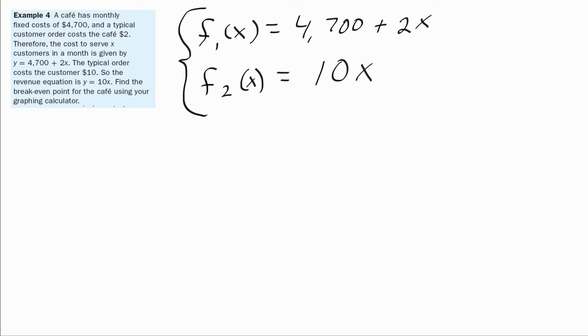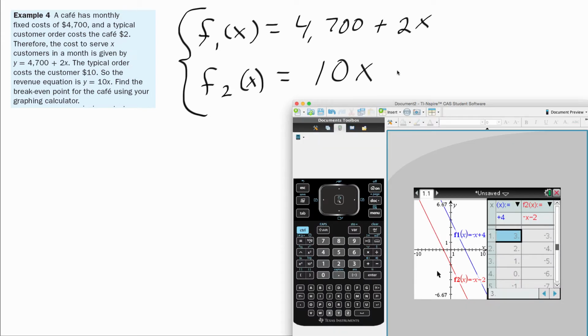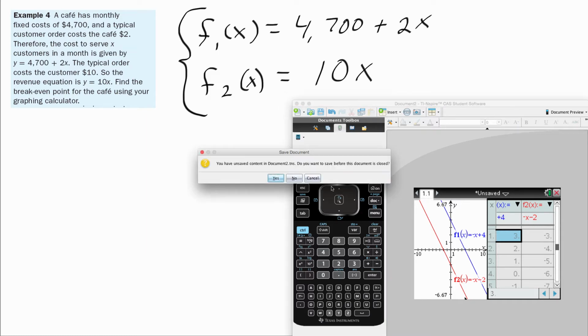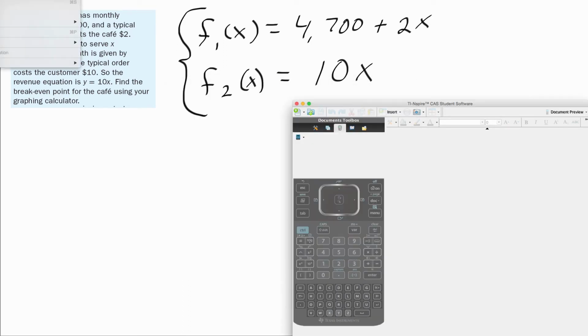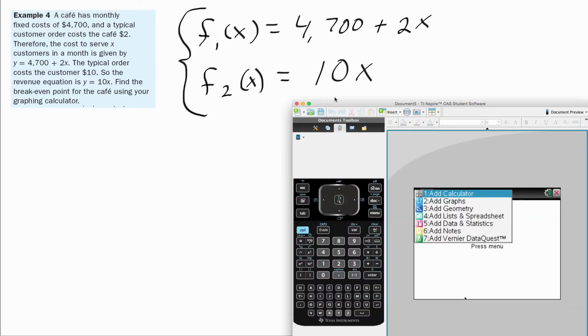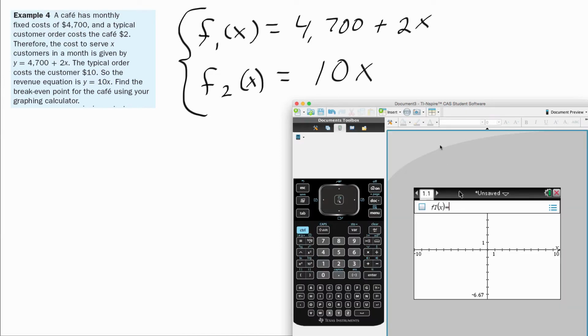Let me pull that up. Okay, got the calculator back up. I need a new document. You're going to go at this differently than what I have to do on the computer. So we've got a new graphing scheme. I'm going to go to graph. And now I've got my f sub 1 of x.